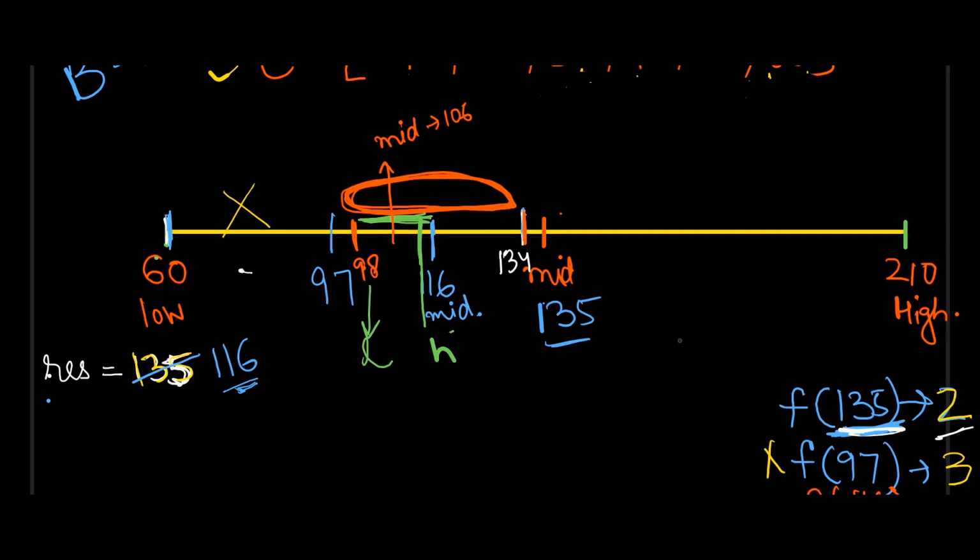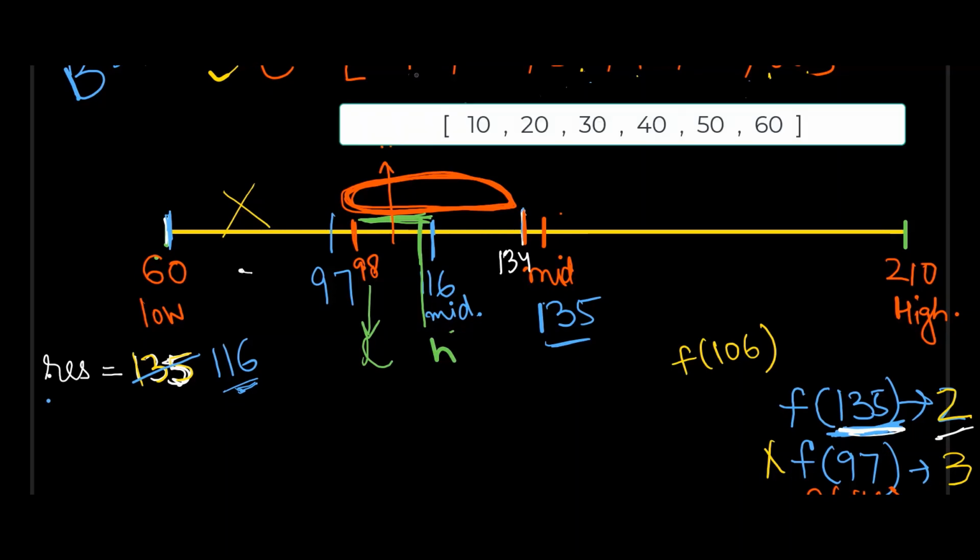So here I'll be checking for 106. Let's check whether two painters are enough for the entire board or not. 10 plus 20, 30 plus 30, 60. 60 is smaller than 106. 60 plus 40 is 100, so 100 is smaller than 106. Let's try 100 plus 50, which is 150. 150 is exceeding 106.